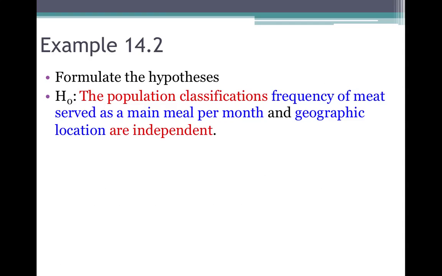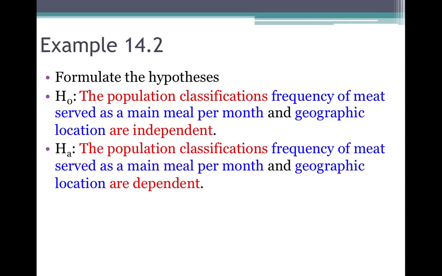The hypotheses, H0 is going to be the population classifications, frequency of meat served as a main meal per month, and geographic location are independent. So our null hypothesis is always going to state that the two classifications are independent or not related. And then our alternative hypothesis, the population classifications, frequency of meat served as a main meal per month, and geographic location are dependent. So that's the way our alternative hypothesis will always be stated, that the two classifications are dependent.